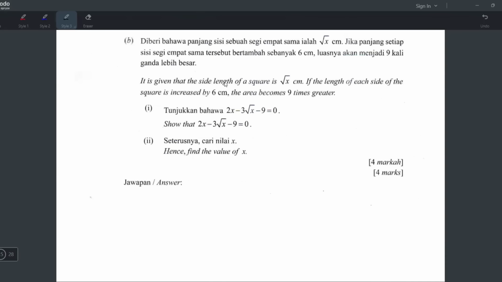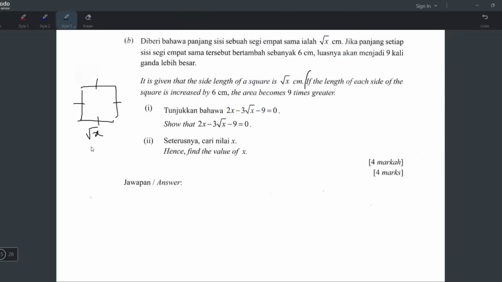Okay, given that the side length of a square is square root x. Alright, I will draw it out. So it's a square, all 4 sides are the same length and the side is square root x. Okay, if the length of each side of the square is increased by 6 cm, so plus 6.